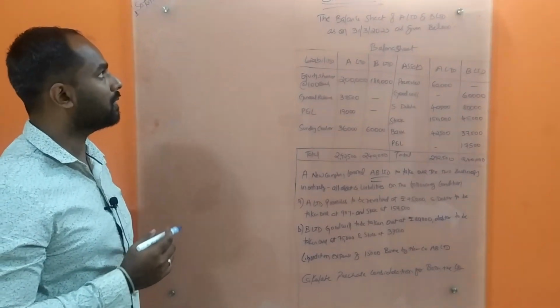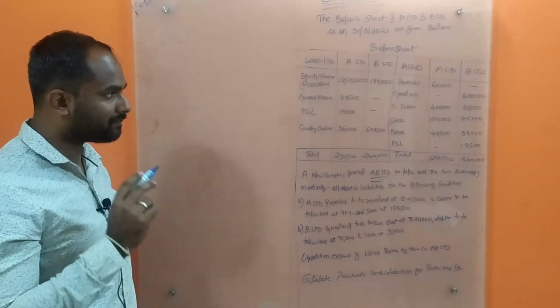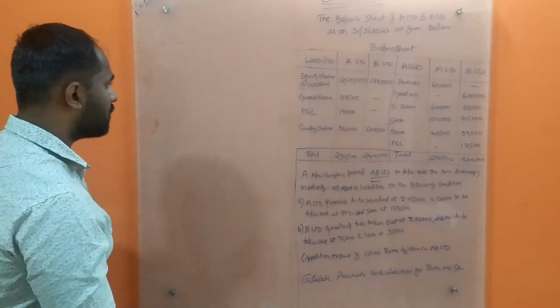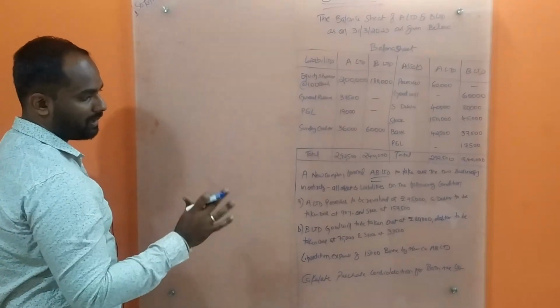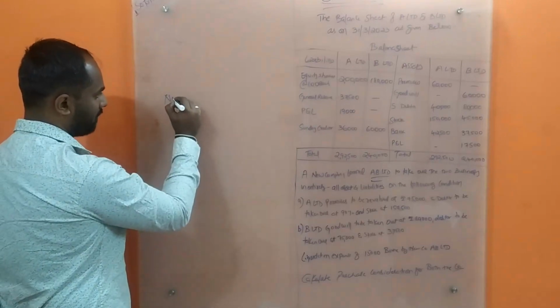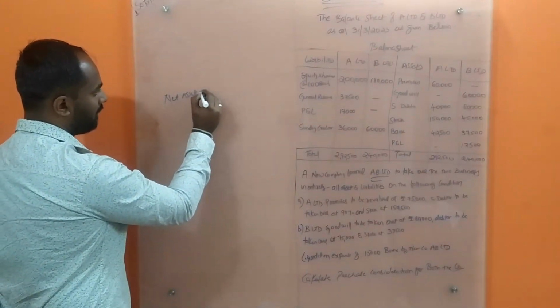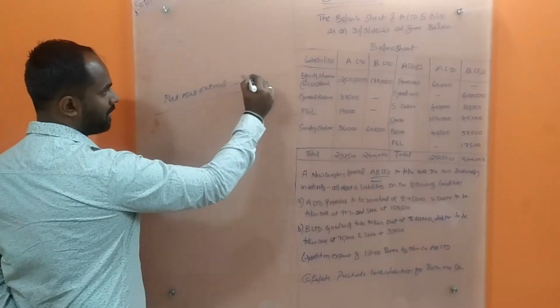Today we will discuss illustration number 2. This is a calculation of purchase consideration in amalgamation. First thing I wanted to tell you, here they are given the balance sheet, and they are also given how the assets are taken over. So clearly this is a net asset method. The method is net asset method for PC calculation.